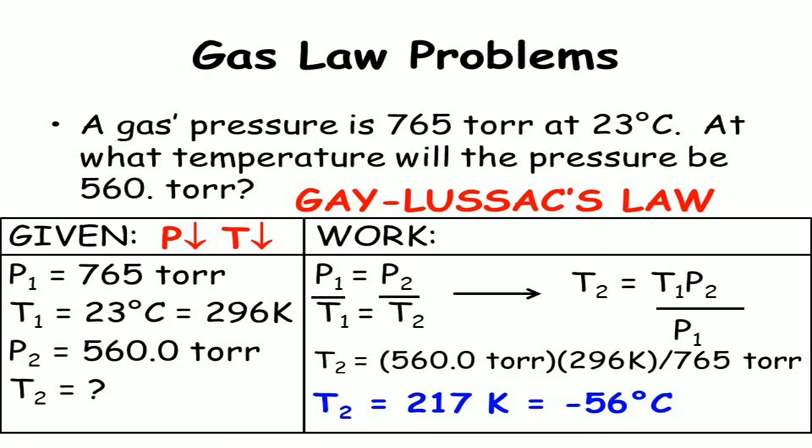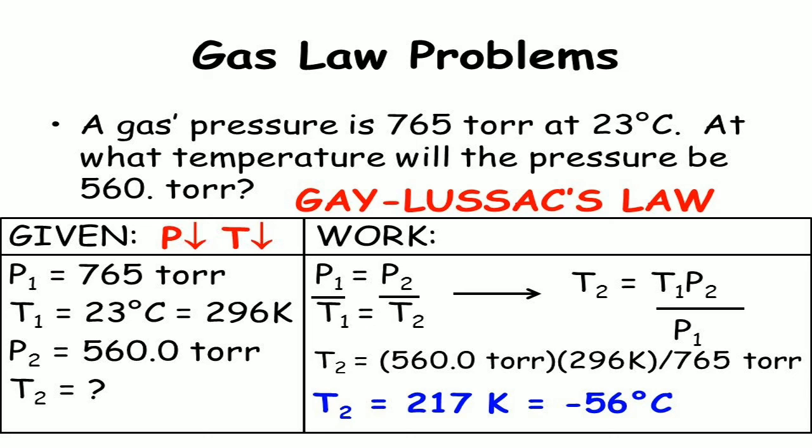Gas pressure is 765 torr at 20 degrees Celsius. At what temperature will the pressure be 560 torr? Givens are pressure 1 at 765 torr, temperature 1 as 23 plus 273, which is 296 Kelvin. Pressure 2 is 562 and temperature 2 is unknown.